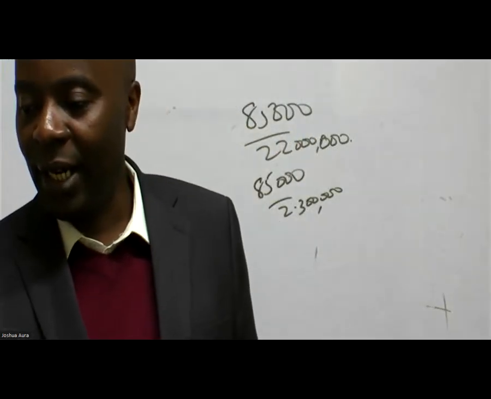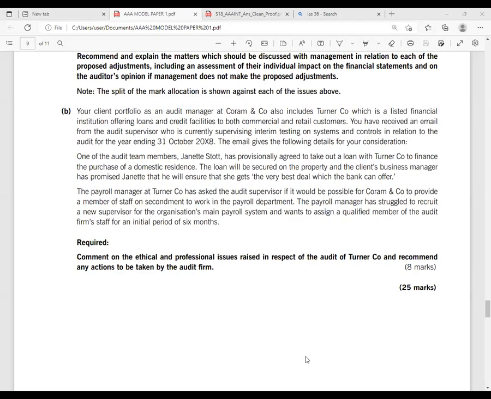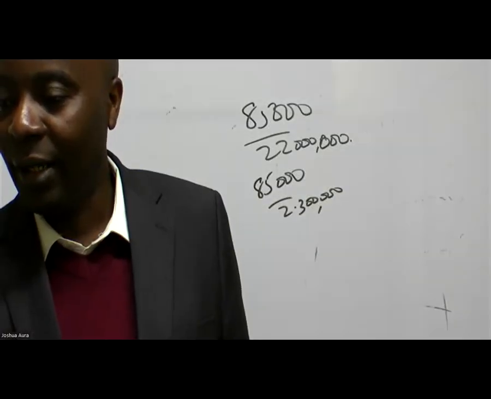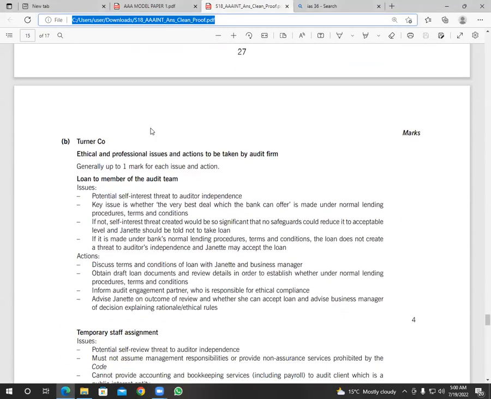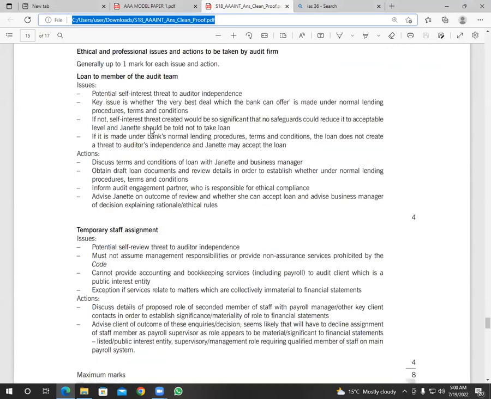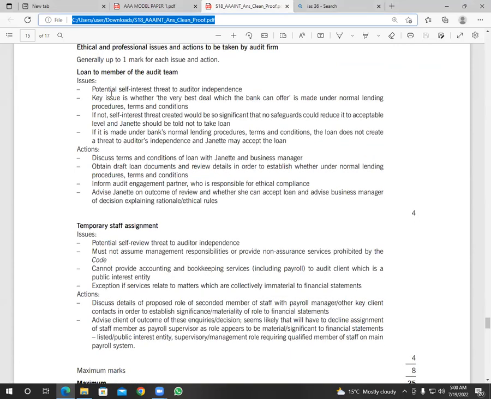So, ladies and gentlemen, here we are. We are told here something very interesting. Loan to a member of the audit team raises a potential self-interest threat to auditors' independence. The key issue is whether the very best deal which the bank can offer is made under normal lending procedures, terms and conditions. If not, the self-interest threat created would be so significant that no safeguards could reduce it to an acceptable level, and Janet should be told not to take the loan.